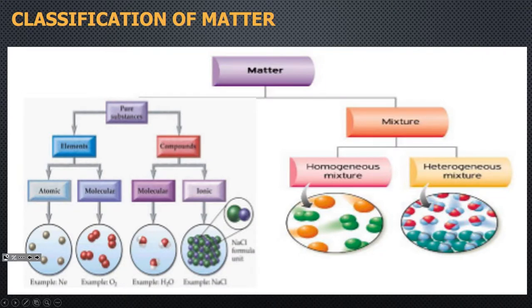So this is a really bad picture. I'm sorry, it didn't copy real well. On your paper, there's also the same thing. This is how we classify matter. Matter overall is everything. From there, we can go down to pure substances on the left or mixtures on the right.